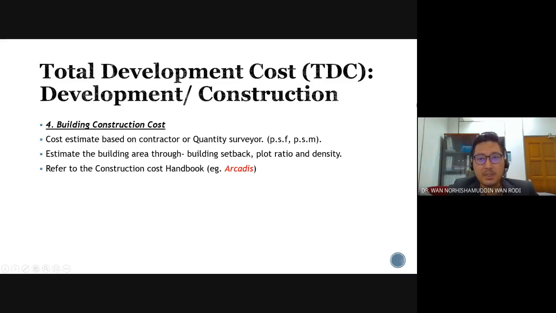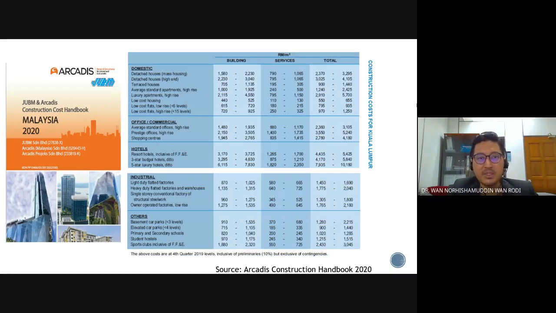Okay, these are the examples. Let me show you the example of the construction cost handbook. So why is it a very important handbook? Because you need to extract the data on cost for each type of building based on your project. Okay, so if you look into the construction cost handbook, there are some parts of the book that show the construction cost for detached house, terrace house, luxury apartment, low cost housing.